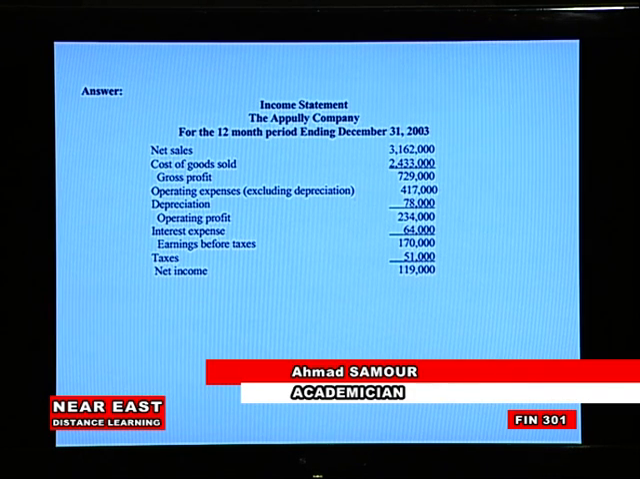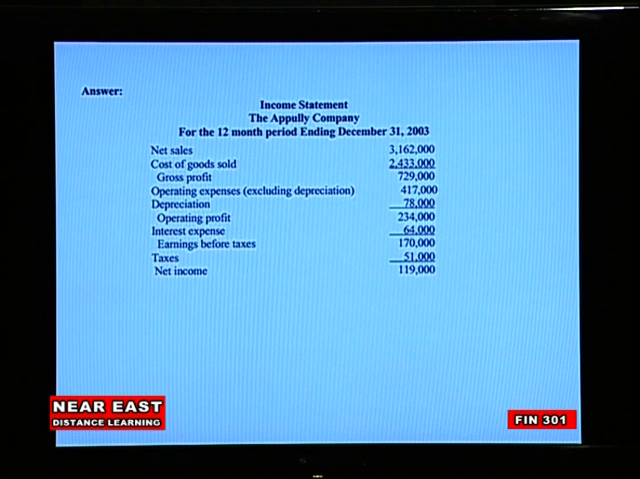Now, in this lecture, we explained how we can prepare financial statements. We focused on income statements. In the next lecture, we will explain how we can prepare the cash flow statement and balance sheet.